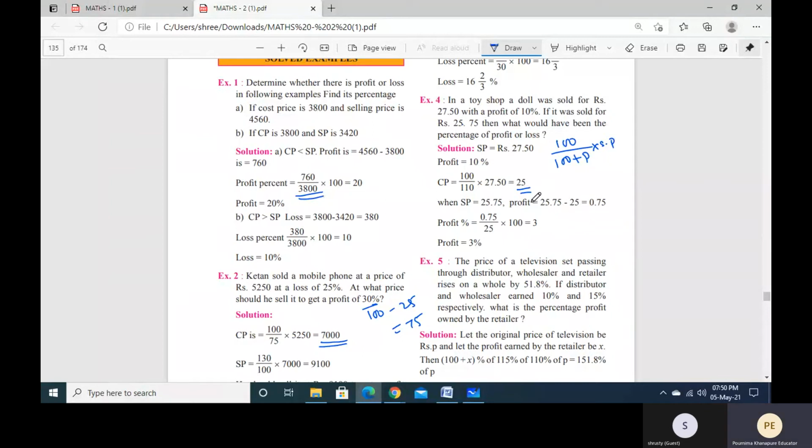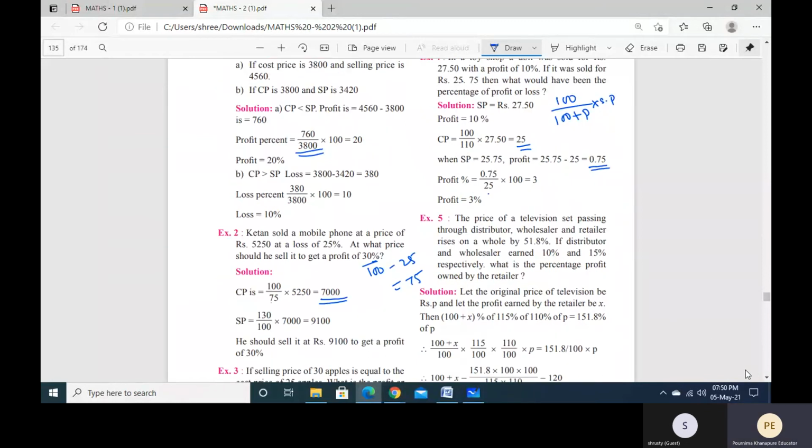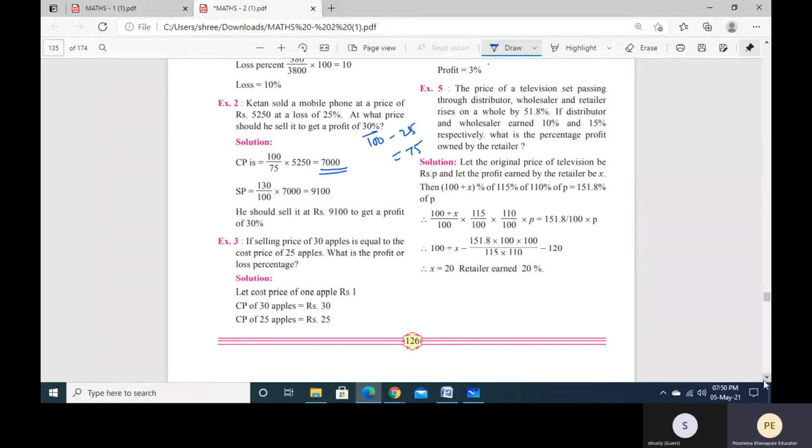Oh, not 5.5. 25 rupees is the cost price. So we are getting only 0.75 as extra. That means we are getting a profit of 0.75. So profit divided by the cost price into 100 gives us the percent profit. That is 3%. Okay. Yes, ma'am.